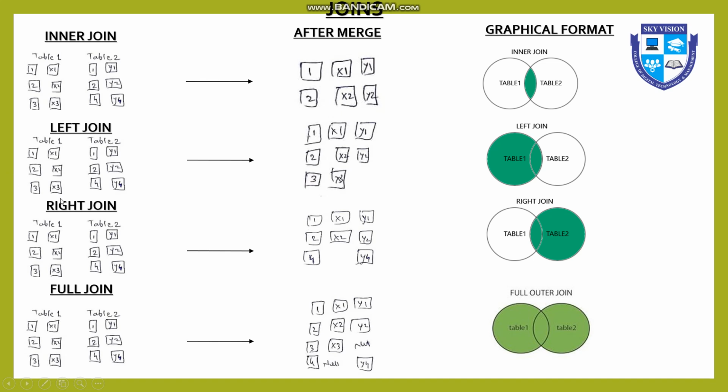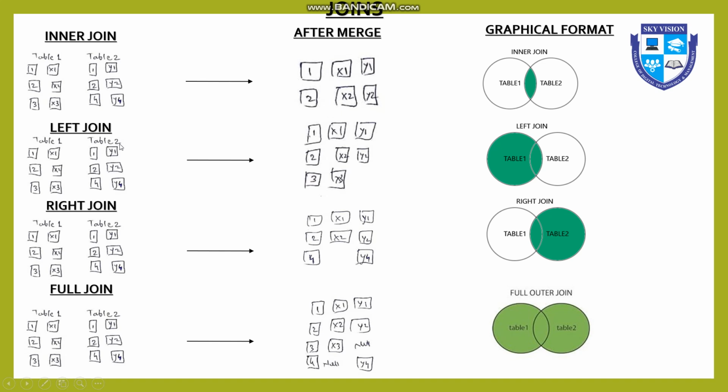Again I am taking the same tables as in the inner join: table number 1 and table number 2. Again 1, 2, 3 and 1, 2, 4. x1 belongs to 1, x2 belongs to 2, x3 belongs to 3, and in table number 2, y1 belongs to 1, y2 belongs to 2, and y4 belongs to 4. When I apply the left join, from table number 1 we take 1, 2, 3 as it is, and x1, x2, x3 also as it is.